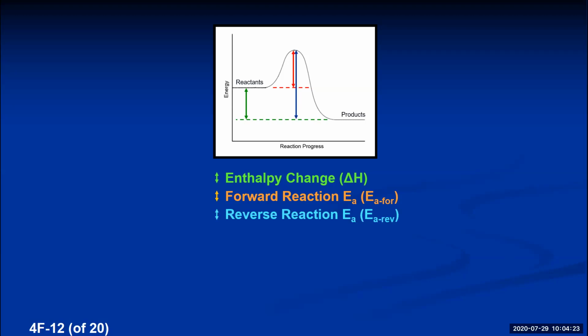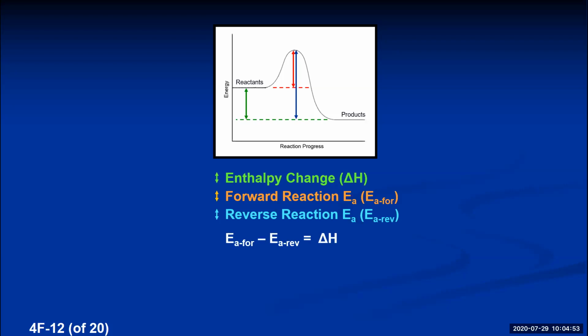So we have from an energy profile the enthalpy change for either the forward or reverse reaction, which is the same value, the green arrow, but positive or negative, depending upon the direction you're going. The red arrow is the activation energy for the forward reaction, and the blue is the activation energy for the reverse reaction. They're related to each other. If you take the activation energy of the forward reaction, which is red, subtract the activation energy of the reverse reaction, which is blue, you actually get the delta H for the reaction.